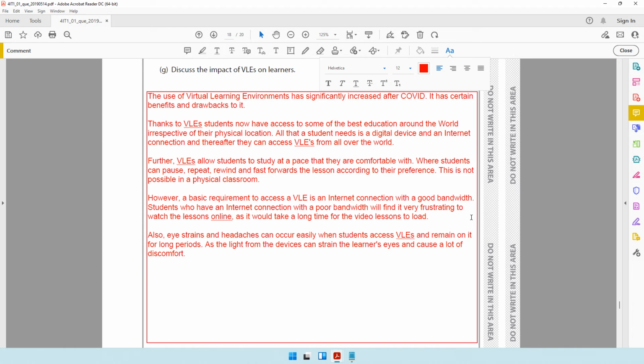Okay, so the final problem that we're talking about is the fact that eye strains and headaches can easily occur, especially if students are looking at the screen for long hours. A lesson will be 1 hour, it might be 40 minutes. That's quite a long time to be looking at a screen. Sometimes they may have to read PDF documents one after the other, so their eyes are on the screen for a long time. That can cause a lot of strain.